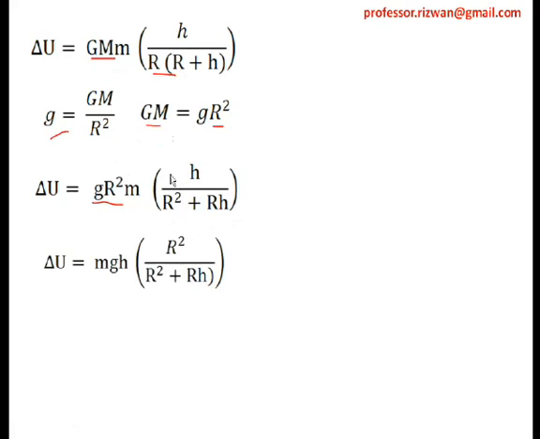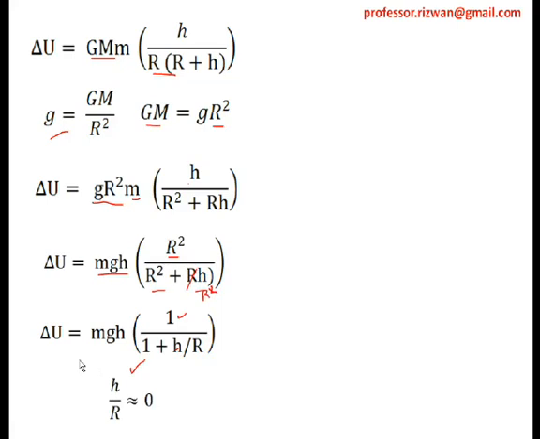Okay, simplify further. M, g and h, these three I have taken as a common part, and then inside r square plus rh, right. Now let us divide with r square, numerator and denominator. So at numerator there will be 1, r square upon r square is equal to 1, and rh upon r square is equal to h upon r, right. One r will get cancelled, so it will be h upon r. So delta U is equal to mgh upon 1 plus h upon r.